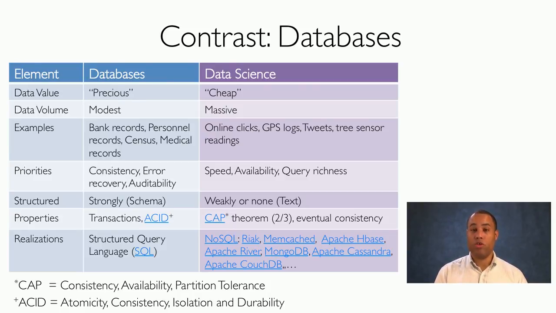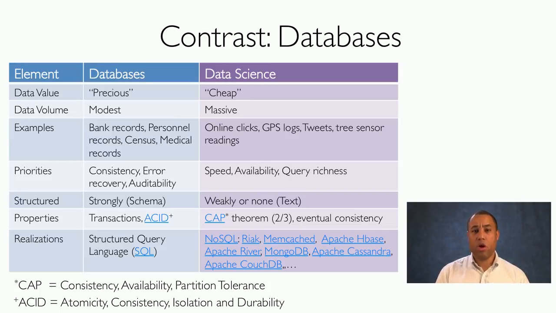Consistency means we always want to make sure that our database has the correct information. Error recovery means that if the database server fails or the disk fails, we want to make sure that we can recover all of the data and not lose any of it. Auditability means that we want to make sure we can know who made a change and when they made that change. In contrast, the primary properties and priorities for data science are speed, availability, and query richness. We want to get answers as quickly as possible. We always want our system to be available to give us those quick answers, and we want to be able to ask very complex questions.